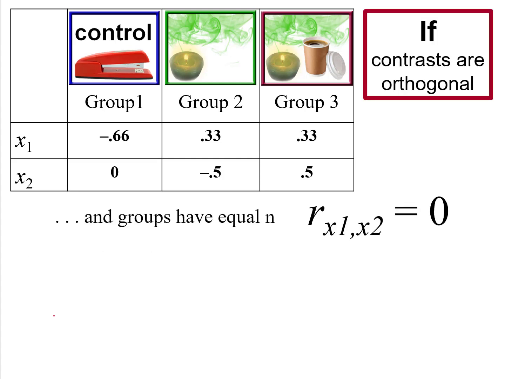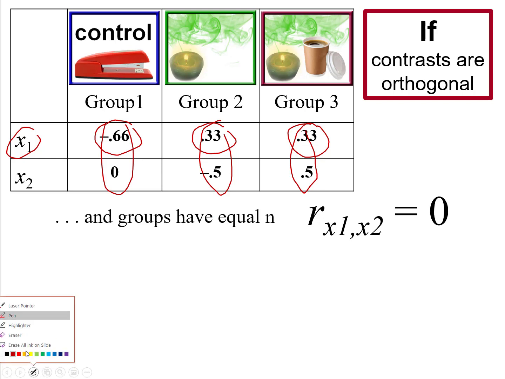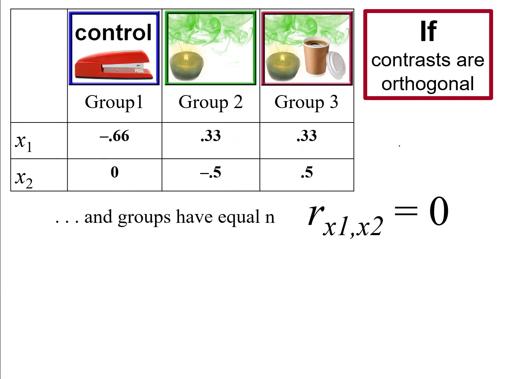So what do we get if we follow all these rules and create orthogonal contrasts? That is, the first rule is that the number of contrasts we create should be equal to the number of groups minus 1. And the second rule is that for any given contrast, the sum of the values needs to add up to 0. And the third rule is that for any two contrasts, the sum of the products needs to add up to 0. So those are the three rules we've talked about. And if you follow those rules, you will create orthogonal contrasts.